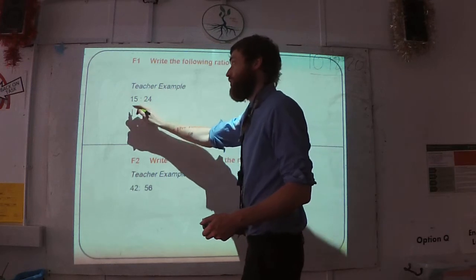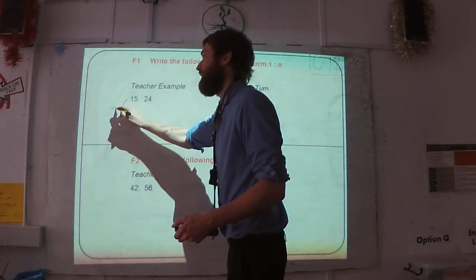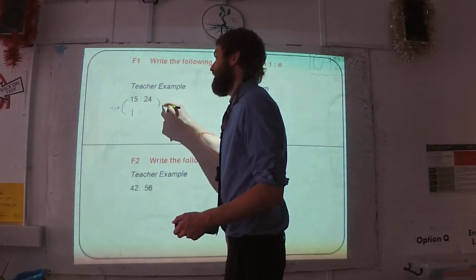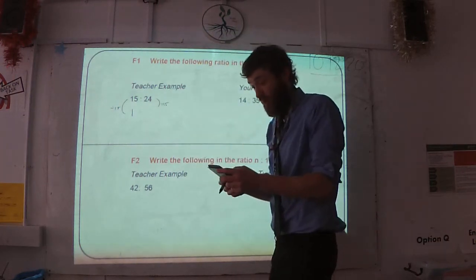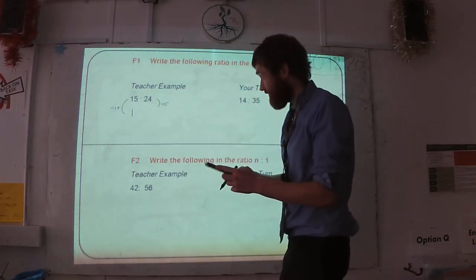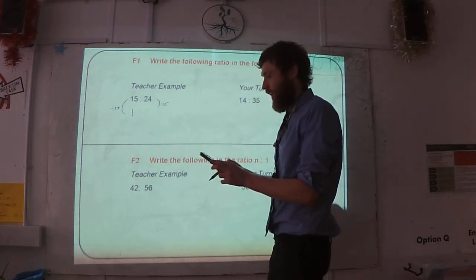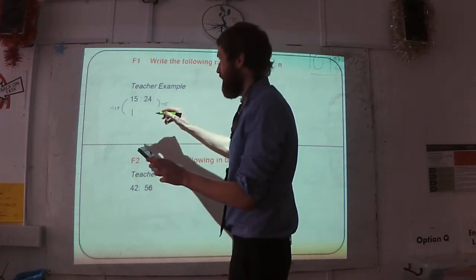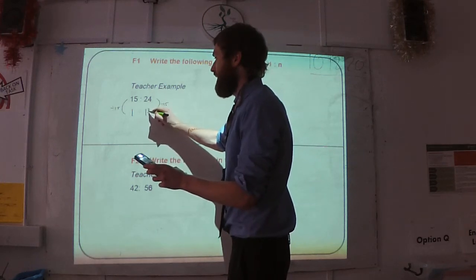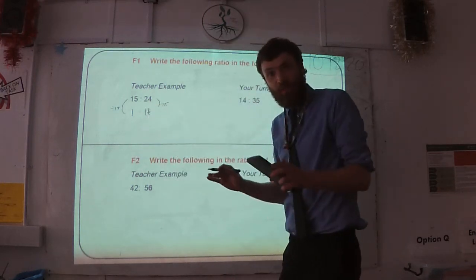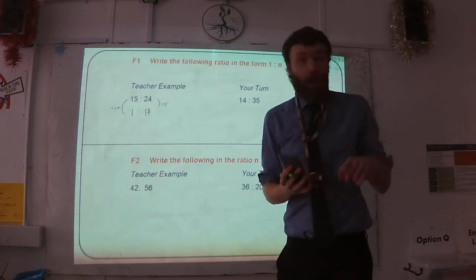Now I want to work out what number that's going to be. So to get from 15 to 1, you would divide by 15. Divide by 15. So therefore, because it's direct proportion, we do it on both sides. So 24 divided by 15 is 8 over 5 or 1.6 or 1 3/5. Okay, many different ways of answering that question.